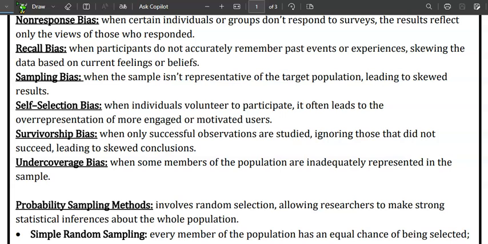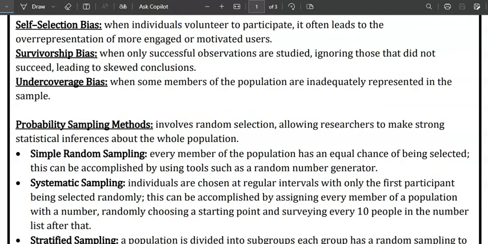Sampling bias: when the sample isn't representative of the target population, leading to skewed results. Self-selection bias: when individuals volunteer to participate, it often leads to the overrepresentation of more engaged or motivated users. Survivorship bias: when only successful observations are studied, ignoring those that did not succeed, leading to skewed conclusions. Undercoverage bias: when some members of the population are inadequately represented in the sample.